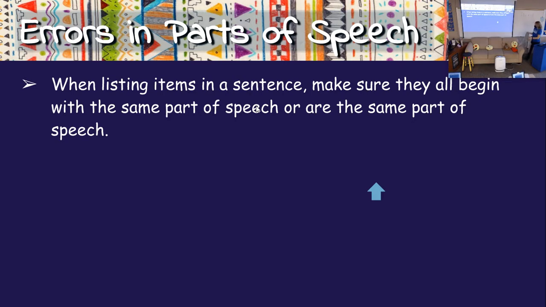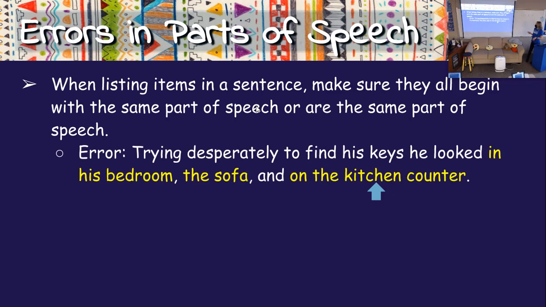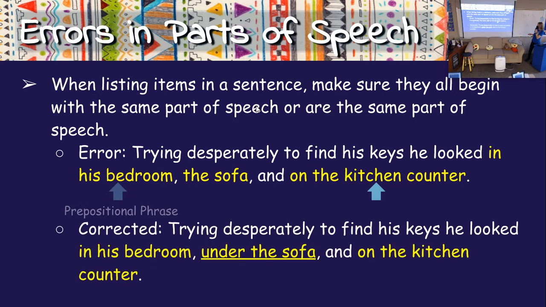Okay, we need to make sure that whenever we're listing items in a sentence, they all begin with the same part of speech. So here would be an example of an error. Trying desperately to find his keys, he looked in his bedroom, the sofa, and on the kitchen counter. So we've got a prepositional phrase, in his bedroom, we've got a noun, the sofa, and then we've got another prepositional phrase, on the counter. Okay, so we've got two prepositional phrases and one noun. The noun is our orange in our lunchbox.